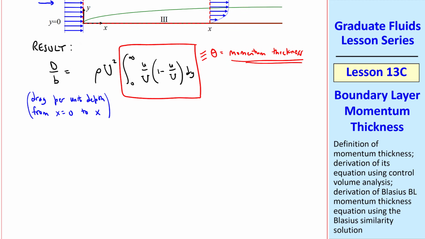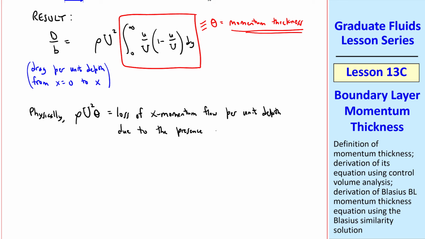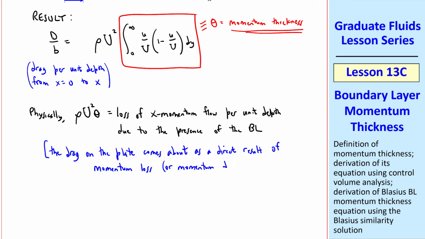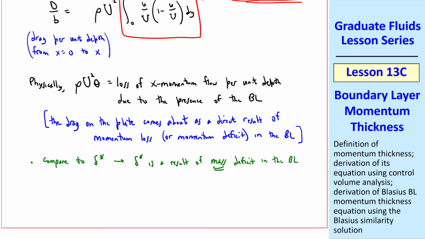What does theta mean physically? Well, we see from this equation that rho U squared theta is the loss of x momentum flow per unit depth into the page due to the presence of the boundary layer, where we know from control volume momentum analysis that the drag on the plate comes about as a direct result of momentum loss or momentum deficit in the boundary layer. It's somewhat similar to delta star except for momentum instead of mass, where delta star is a result of mass deficit in the boundary layer.